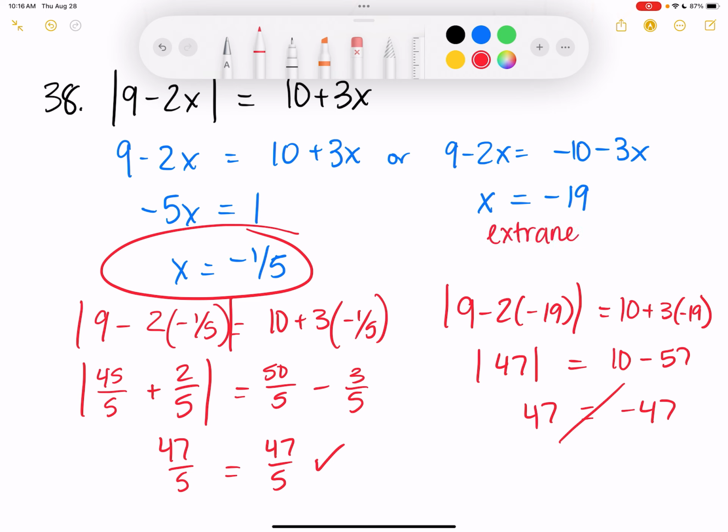So that's how you need to label this one, is that this other one is extraneous. So the only one that actually works is negative 1/5.